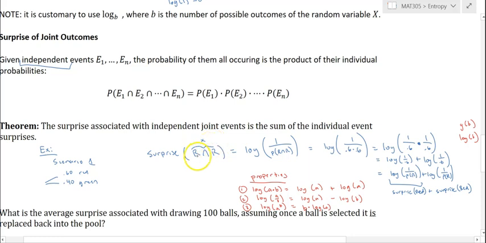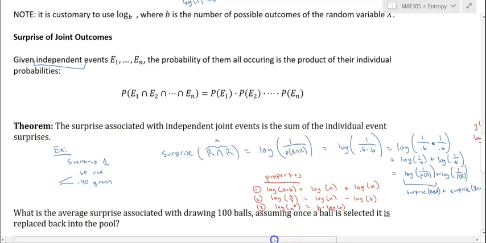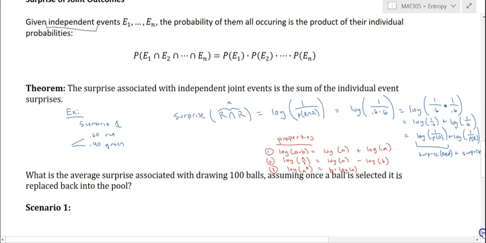Now, the same thing would hold if we wanted to draw 30 reds, right? It would be 30 times the surprise of a red, which would generate the same outcome. We could also have greens in there if we wanted to. That would not make a difference at all.